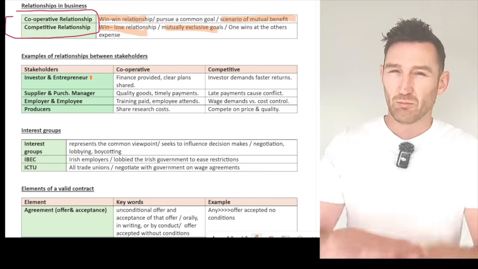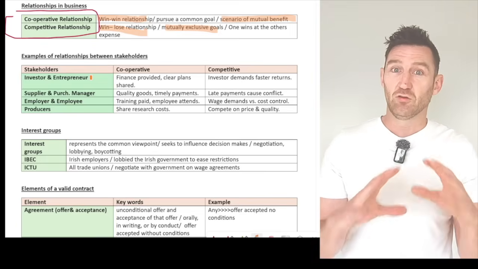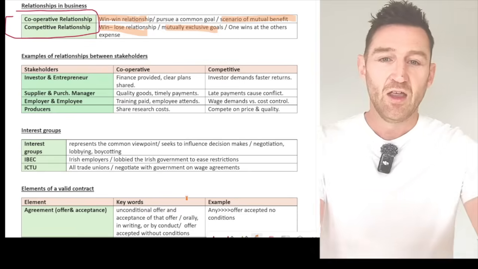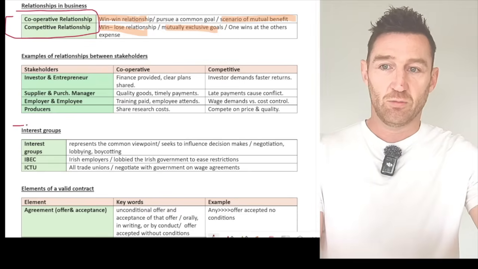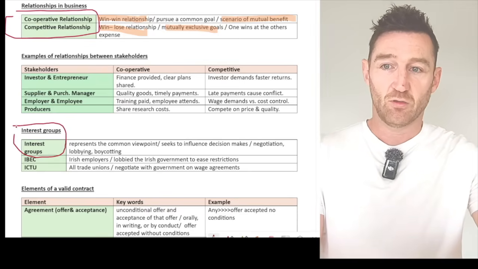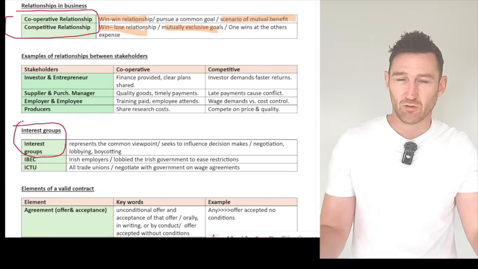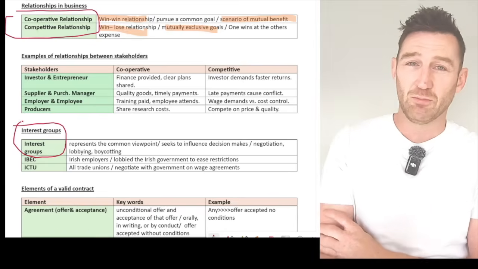But to come back to my original point, there's two places where I always start with the definitions. Relationships is one, and then any question on interest groups, I'd always start with the definition as well. There was a question a few years ago that said, illustrate the role of interest groups in business, and it was a 15 marker.